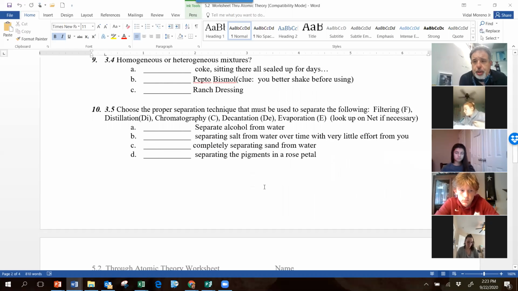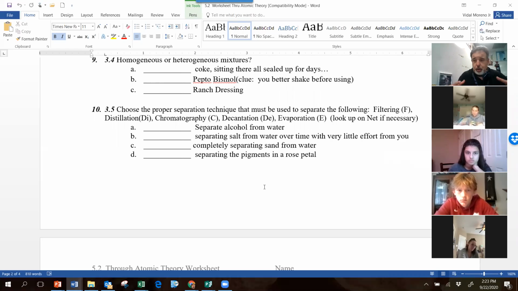Separating alcohol from water. Those are two liquids. Decantation is when you carefully tilt a beaker over. You're assuming that you have two layers, maybe a liquid and a liquid or a liquid and a solid. And you carefully pour one out, not really caring if some of it goes away. So if you want to completely separate alcohol from water, that's not going to be a good one.